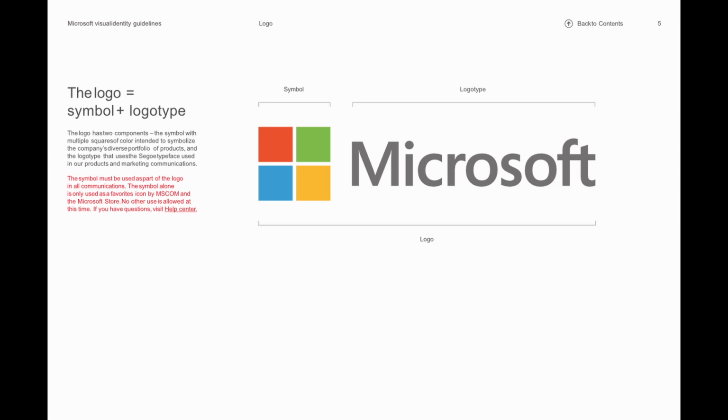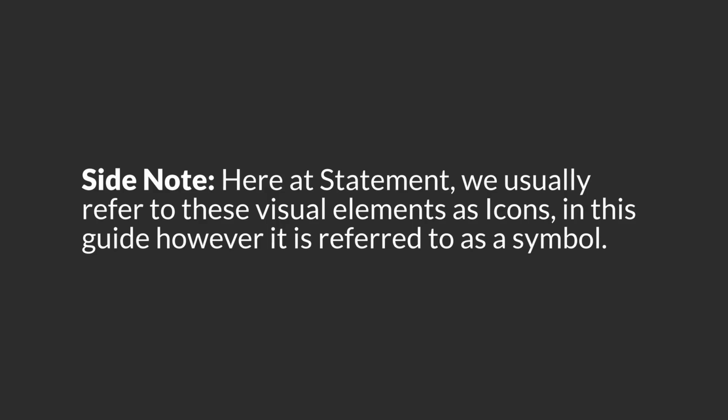This is a page from Microsoft's brand guidelines that details how the logo is to be used, or in some cases, how it's not to be used. If we look at the example of the logo, we see that there is actually a visual element that was not included in the side-by-side example. Side note, here at Statement, we usually refer to these visual elements as icons. In this guide, however, it is referred to as a symbol.